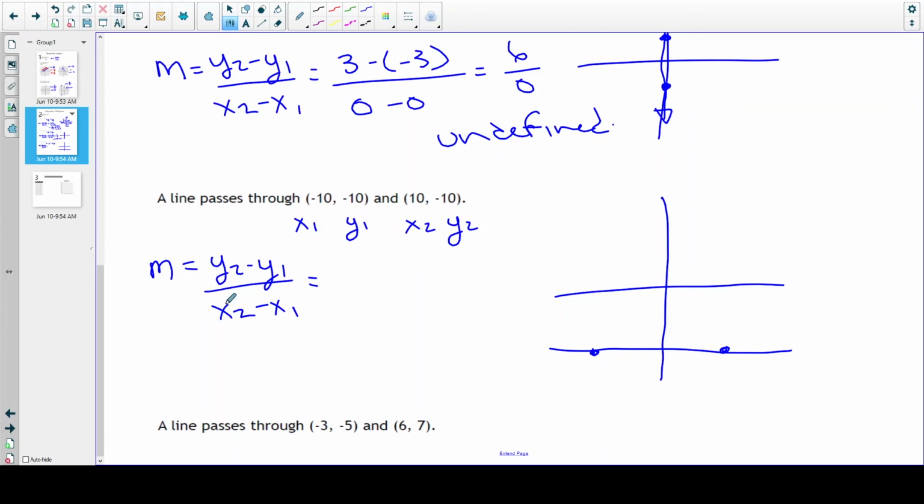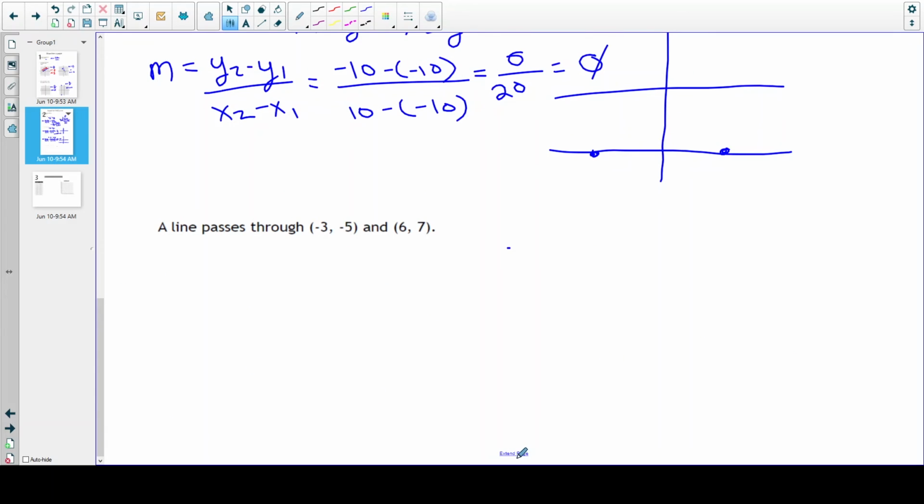Checking that mathematically, this is x1, y1, x2, y2, y2 minus y1, all over x2 minus x1, which is just the difference in the rise over the run, -10 minus -10, all over 10 minus -10, which is going to be 0/20, which just gives me a 0 slope. So we've done negative, undefined, and 0. Let's look at one more example here.